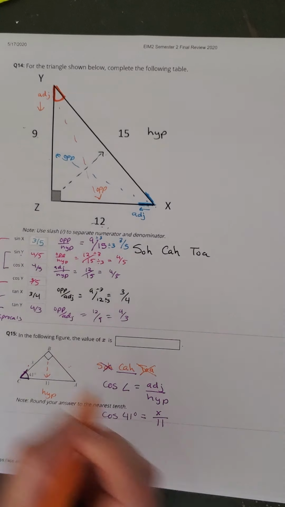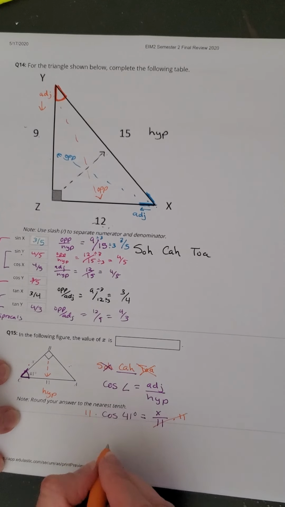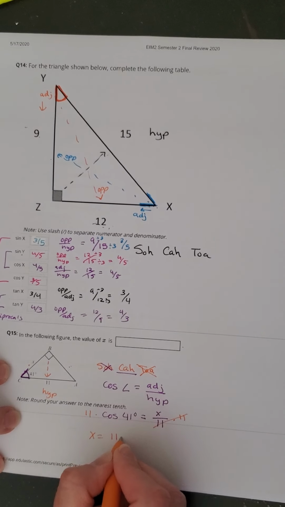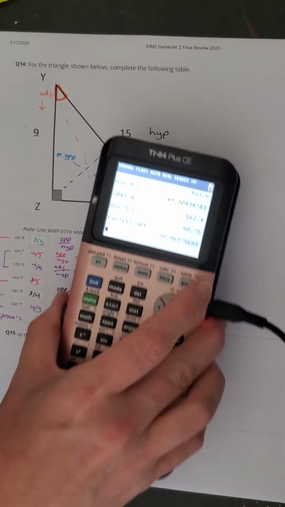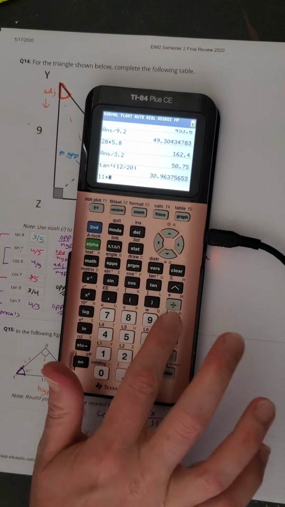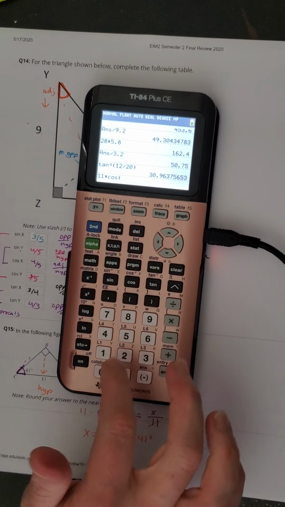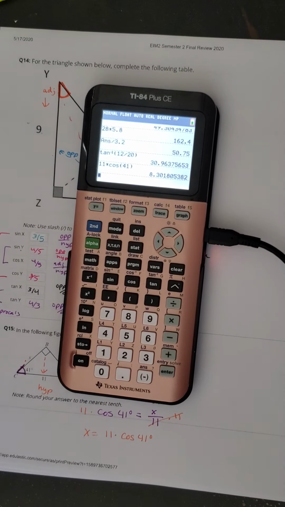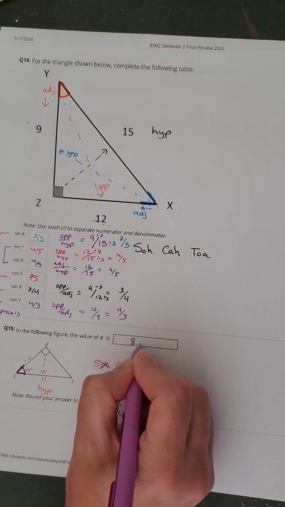And then I would multiply both sides by 11 in order to get x by itself. So I have x equals 11 times cosine 41 degrees. And now I'd need to use my calculator. So 11 times cosine 41. I'm not going to use inverse, because I'm not looking for an angle. I'm given the angle is 41. And that's 8.3. It says round to the nearest tenth, and I already did. So 8.3.